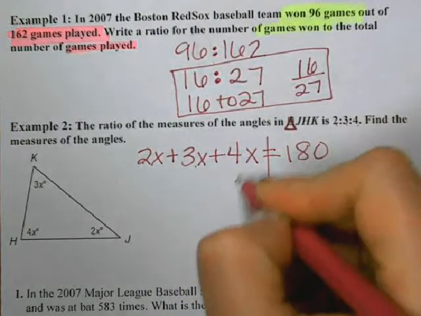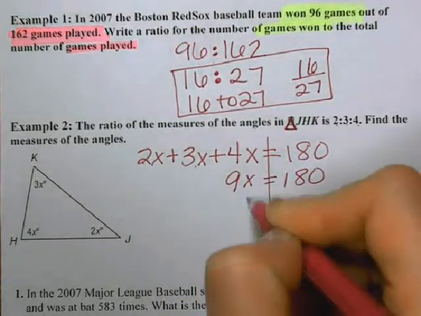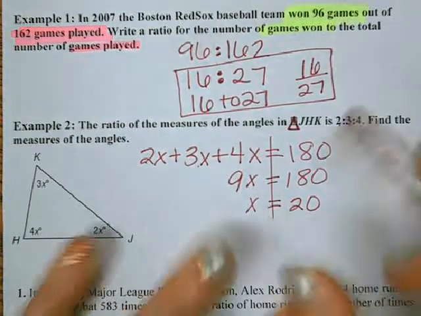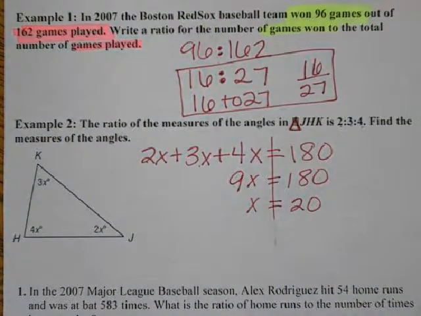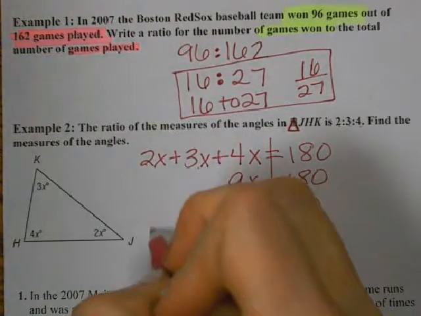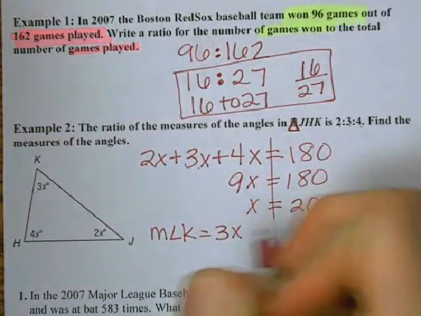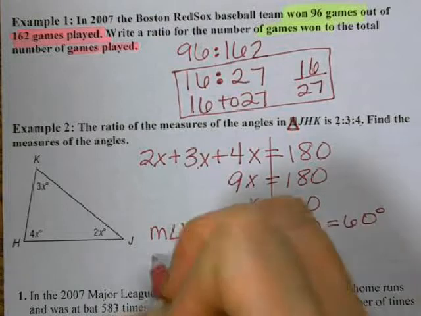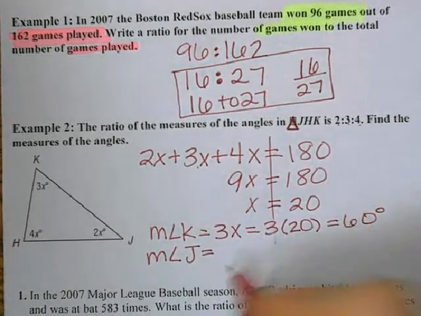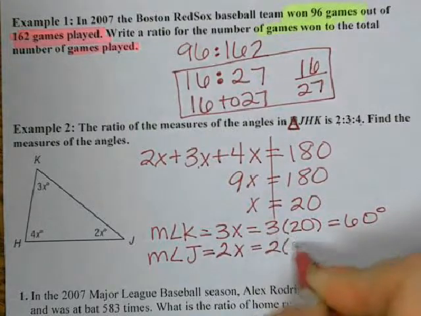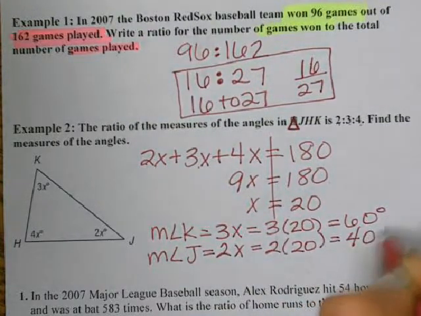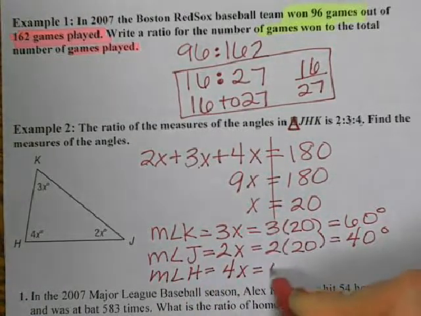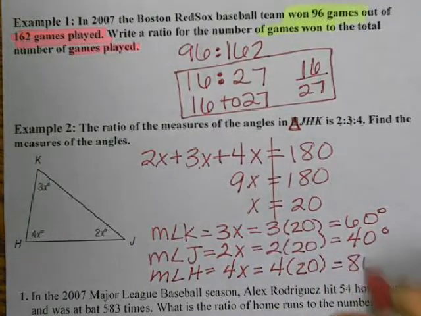So 2 plus 3 is 5, plus 4 is 9. 9x equals 180, so x equals 20. Now the answer to this problem is not 20 because it says find the measures of the angles. So we're going to find the measure of each angle. The measure of angle K is 3x, which is 3 times 20, so that's 60 degrees. Measure of angle J is 2x, which is 2 times 20, which is 40 degrees. And the measure of angle H is 4 times x, or 4 times 20, so that's going to be 80 degrees.